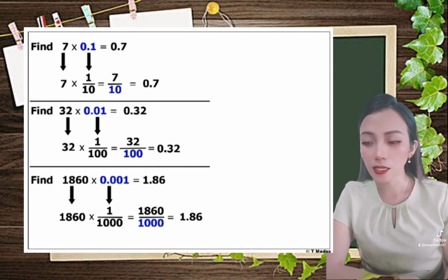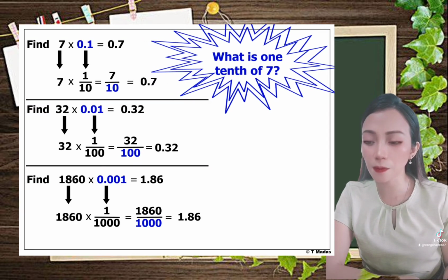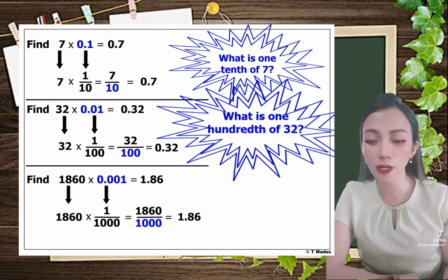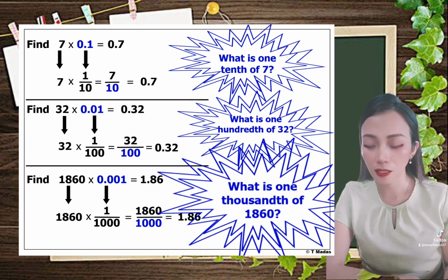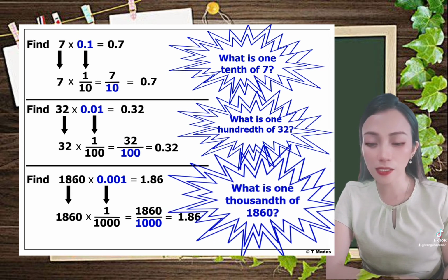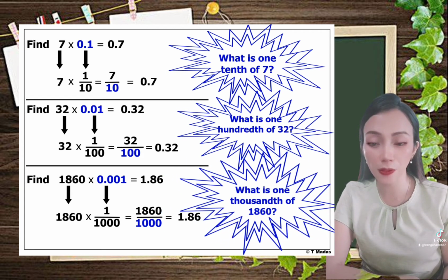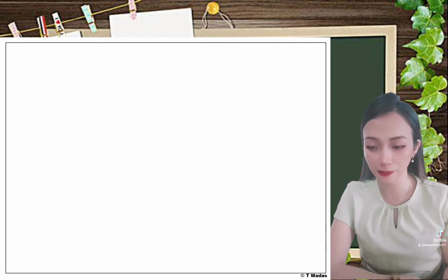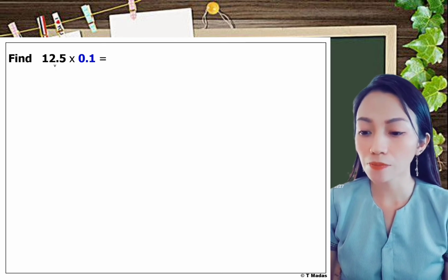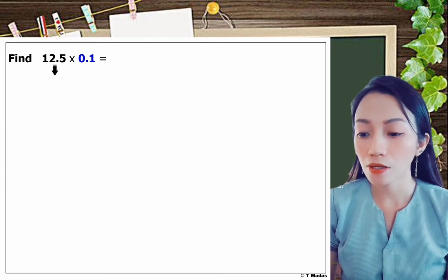As you can see in this problem, number 1, what is 1/10 of 7? So the answer is 0.7. Another here is, what is 1/100 of 32? So that is 0.32. And what is 1,000th of 1,860? So that is 1.86. Let us now proceed to the next example.